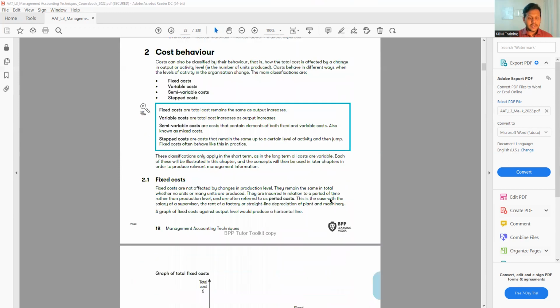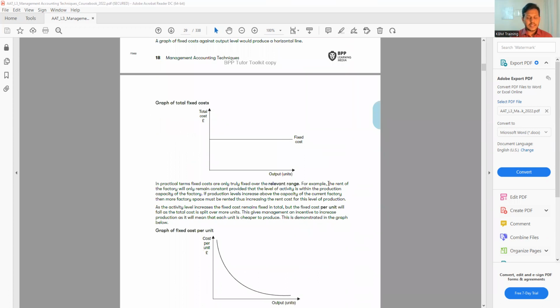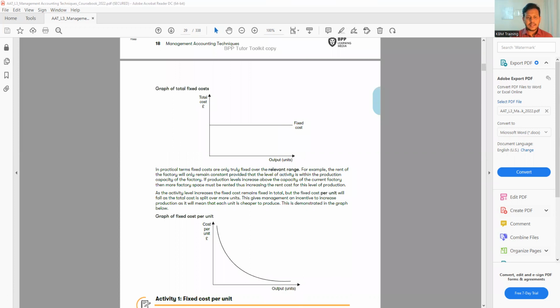Then we have cost behavior. We have some templates, some graphs we can see here, like how the fixed cost looks. If you have a look at the fixed cost, this is my unit, that's my cost. Regardless of how many units I make, it doesn't matter. You can see the fixed cost is fixed. So I need to pay, for example, 10,000 pounds anyway, regardless of how many units I make. If I make or don't make, it doesn't matter, I need to pay the fixed cost here.